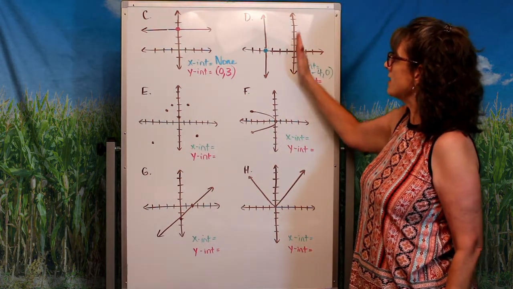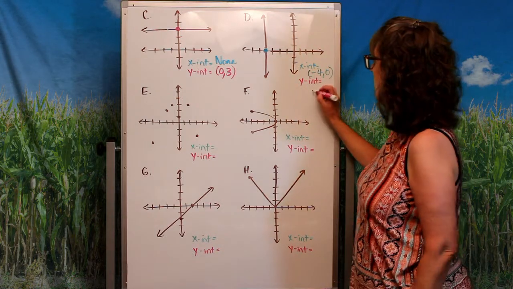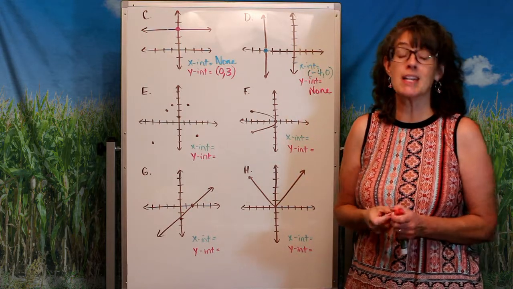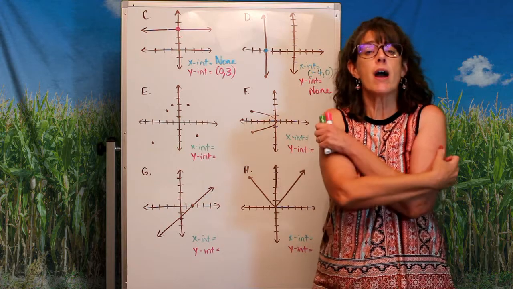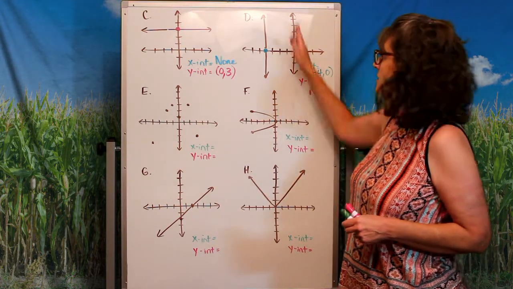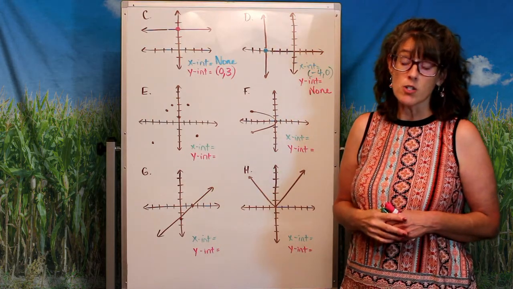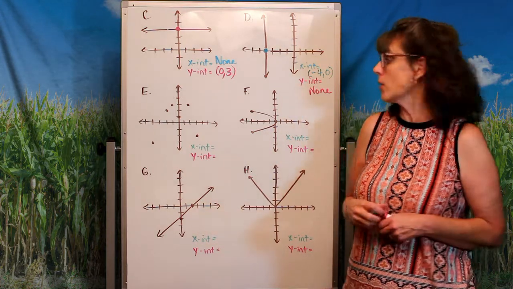Now let's talk about the y-intercept. Here's my y-axis. Where is this graph crossing this axis? It's not at all. So once again, I don't have one. It's okay not to have an intercept. Don't freak out about that. You have to go with what the definition says. The definition of y-intercept says it's got to cross this y-axis. That graph is not crossing it. So I can't say that there's a point where it crosses when there isn't a point where it crosses.